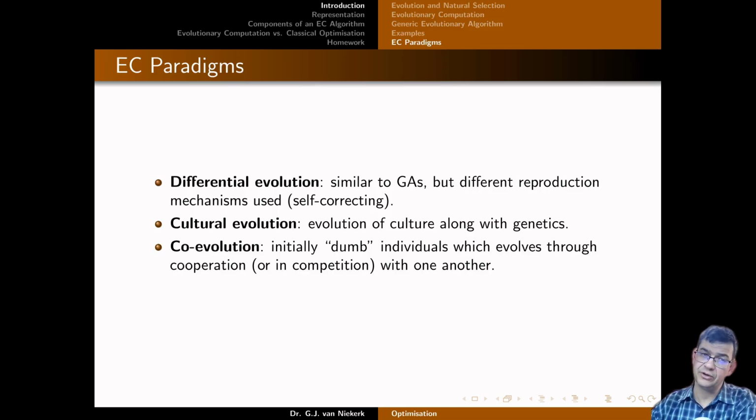You've got cultural evolution, which is basically EAs with additional input data that's given to it in order to guide the whole solution. And of course, coevolution, where you have groups of individuals or subspecies or species within the population that compete with one another, or maybe even cooperate in order to solve a problem. But we're going to have a look at these later on in the module. These are all different kinds of evolutionary computation paradigms, or different kinds of algorithms.